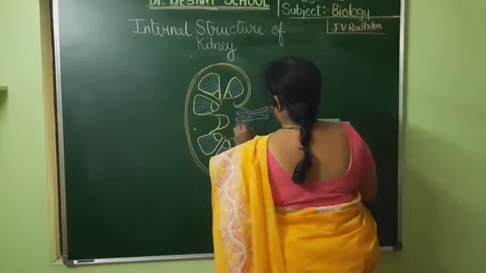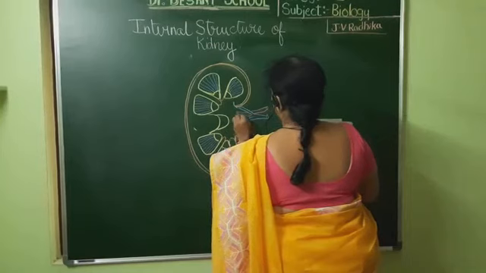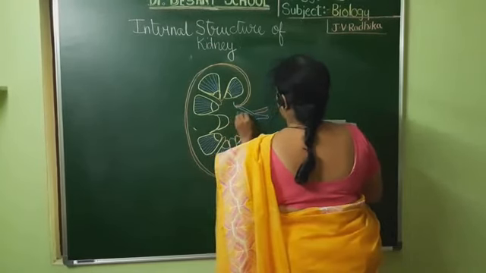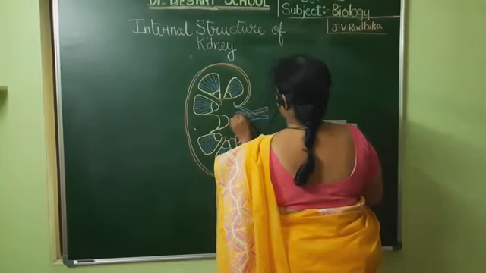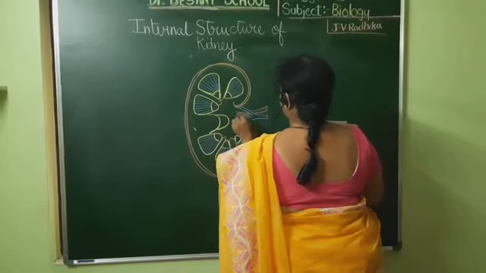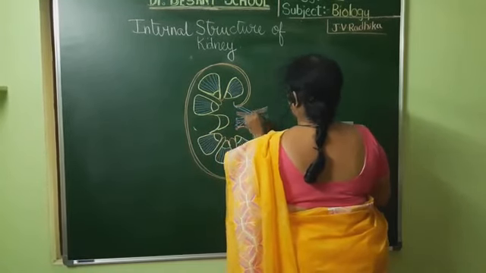The renal artery would be entering into the kidney carrying the impure blood for filtration, whereas the renal vein would be carrying the purified blood from the kidneys to the outside. That is the major difference between the two.